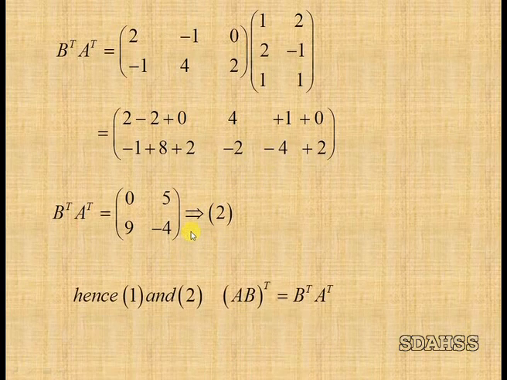Now comparing the first equation and the second equation, both are equal, so you have AB whole transpose is equal to B transpose into A transpose.